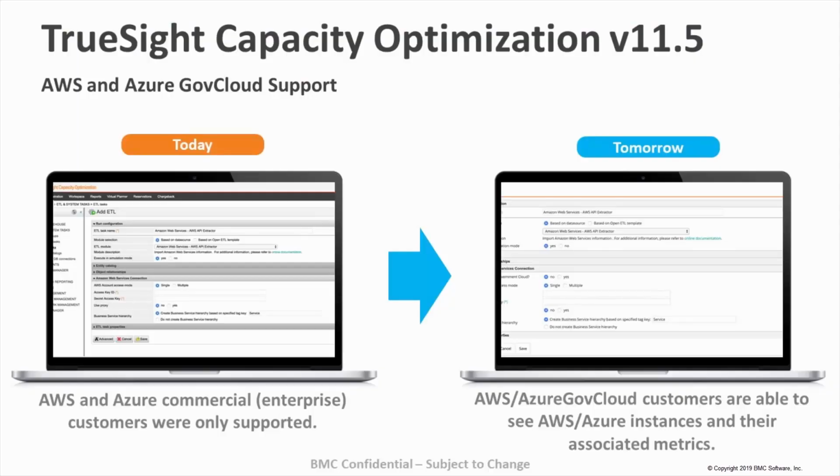What has changed from prior versions? What has changed is we have now broadened our capabilities and our visibility into other cloud spaces within those two major service providers, AWS and Azure, that is well suited for the clients that are in the U.S. government space. So again, this helps us broaden our capacity optimization reach in those target areas.